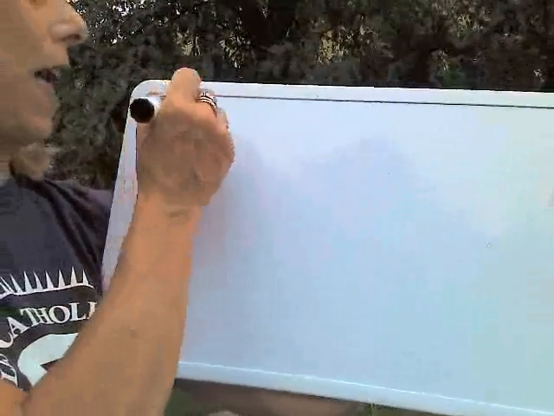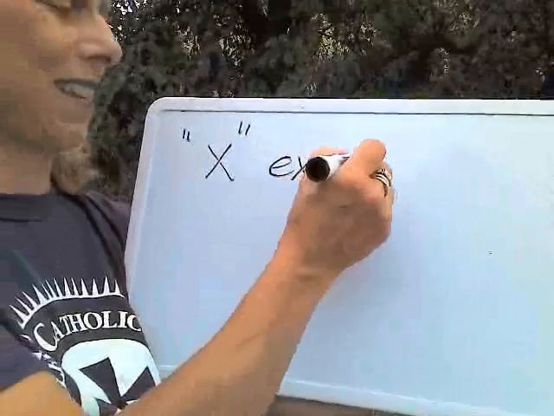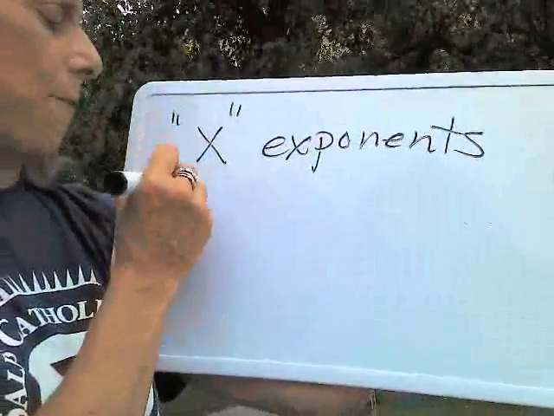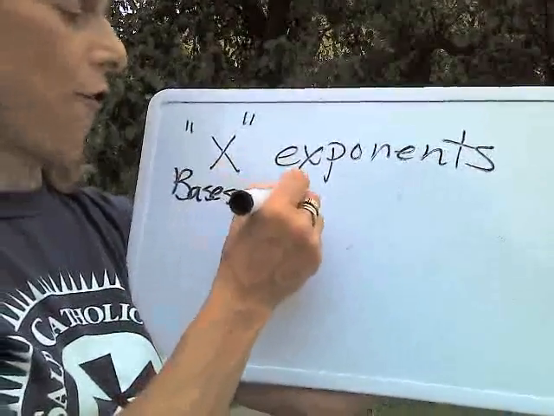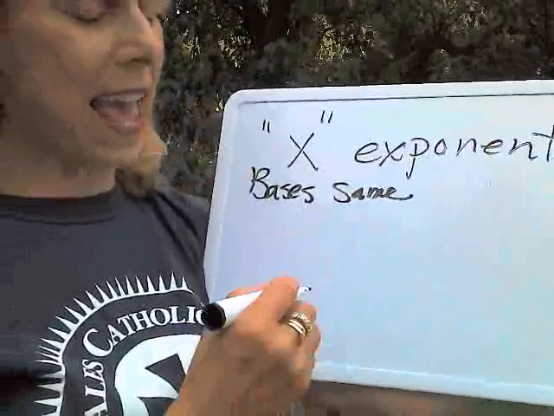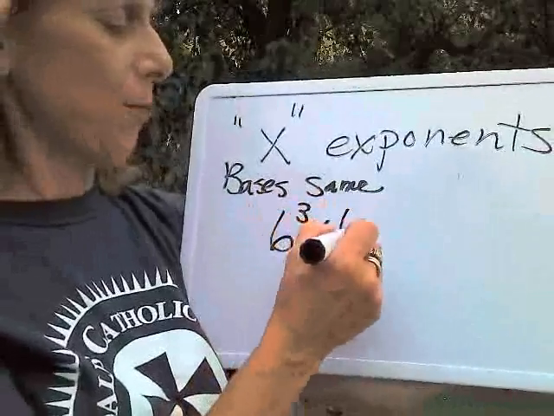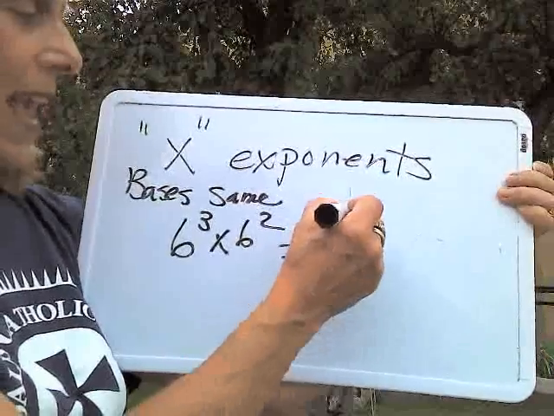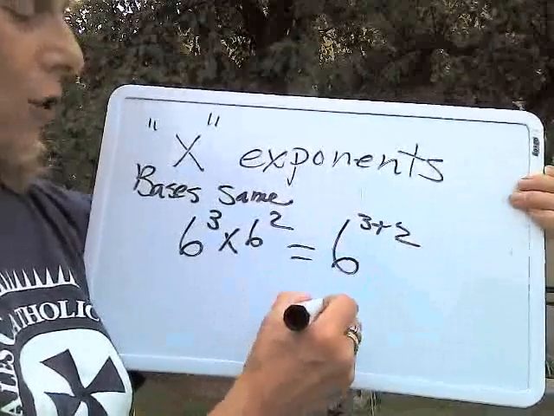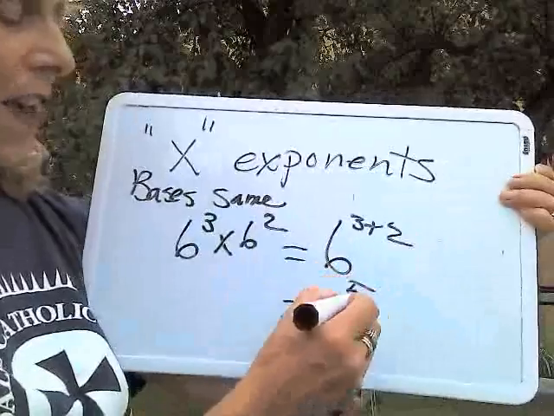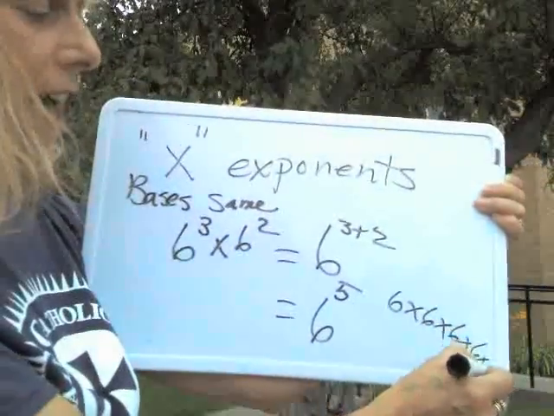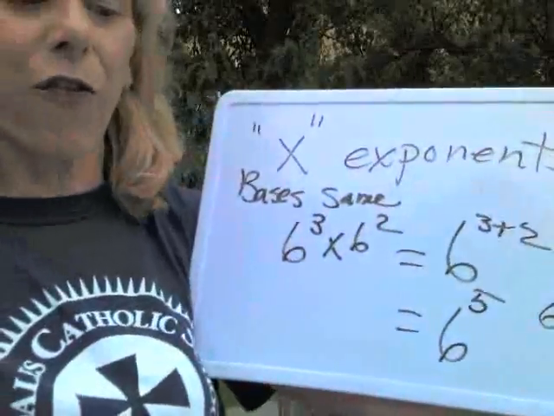Number 3, what do we do when we multiply exponents? Two things. If the bases are the same, for example, if I had 6 to the third times 6 to the second, all I do is write the base and add the exponents. So my answer is 6 to the fifth. I can multiply it out, 1, 2, 3, 4, 5, or I can leave it in exponent form.